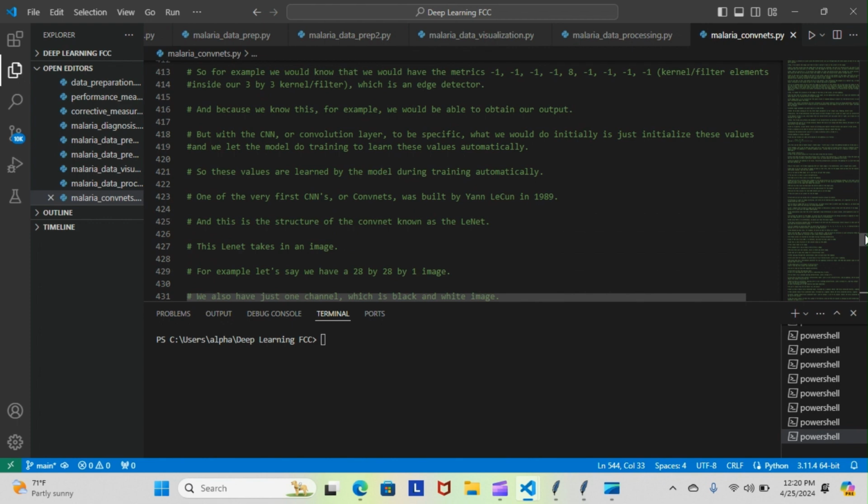But with the CNN, our convolutional layer to be specific, what we would do initially is just initialize these values and we would let the model do training to learn these values automatically. So these values are learned by the model during training automatically.